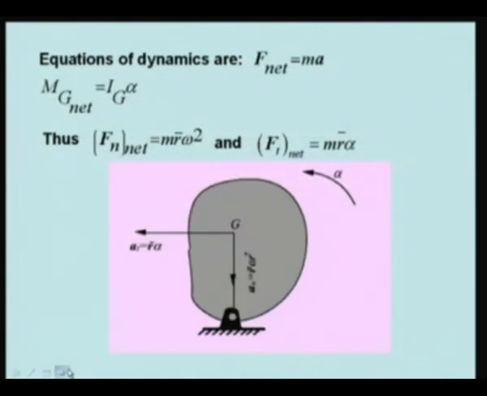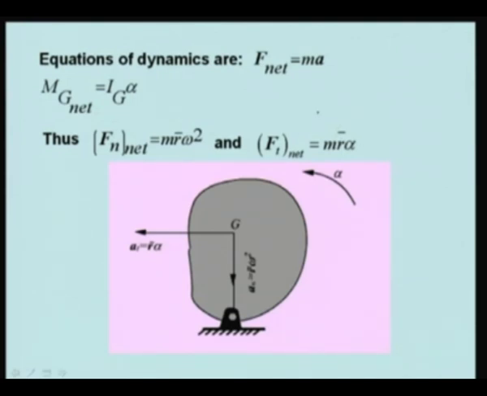Then the equations of dynamics are basically this. We always get these two equations: F net is equal to mass times acceleration, and M_G net is equal to I_G times alpha. Now F net is equal to m a. This is basically a vector equation. We can make out two scalar equations here. One is F normal net is equal to m r bar omega square, and F tangential net is equal to m r bar times alpha.